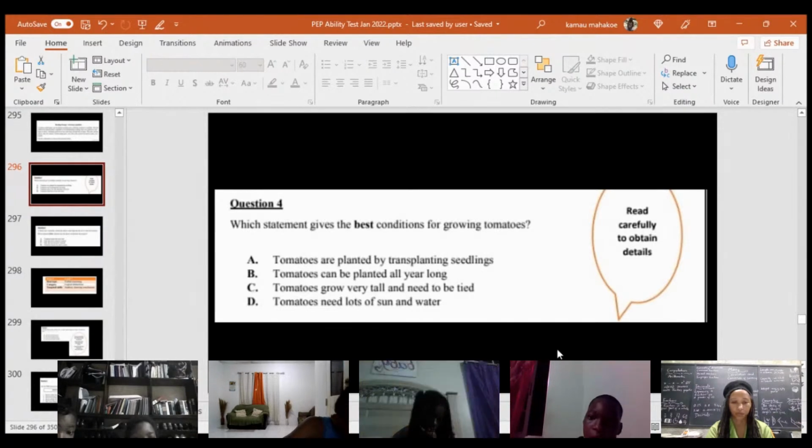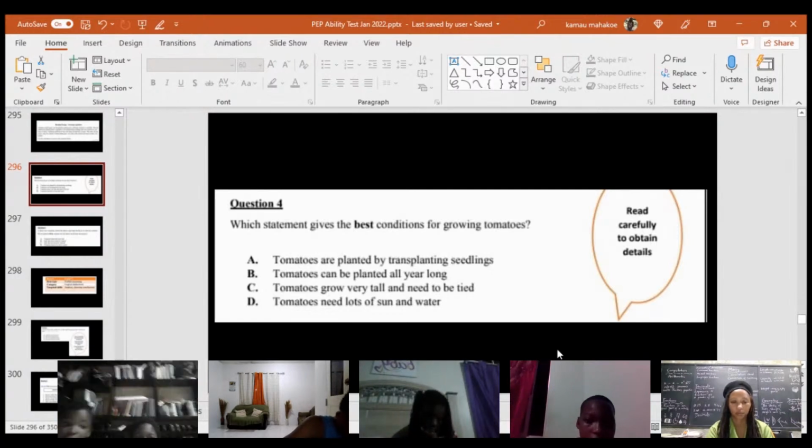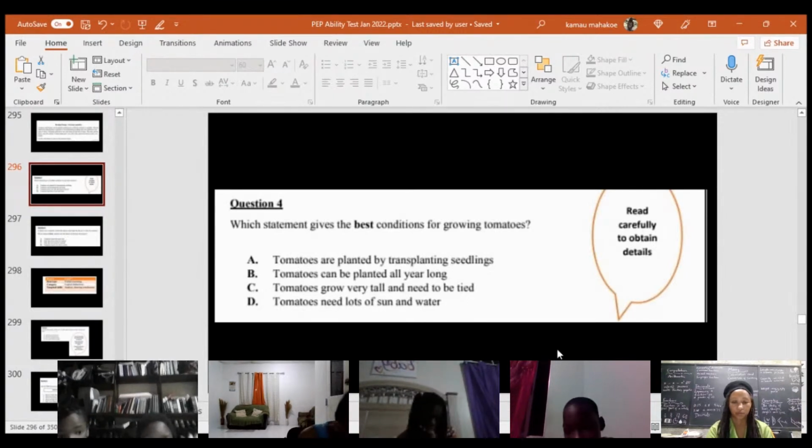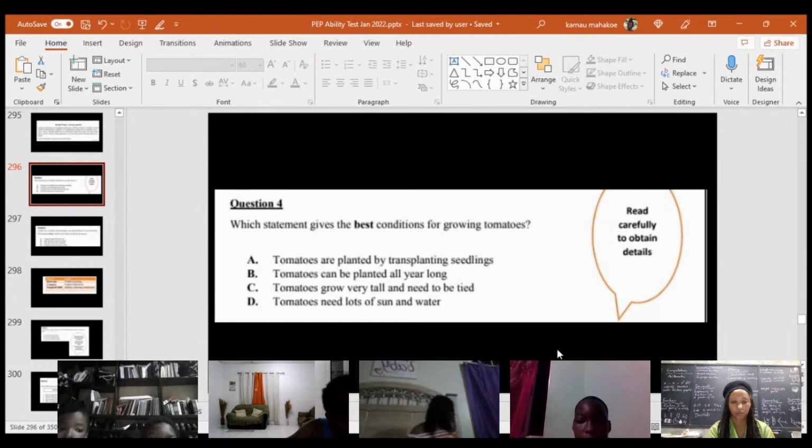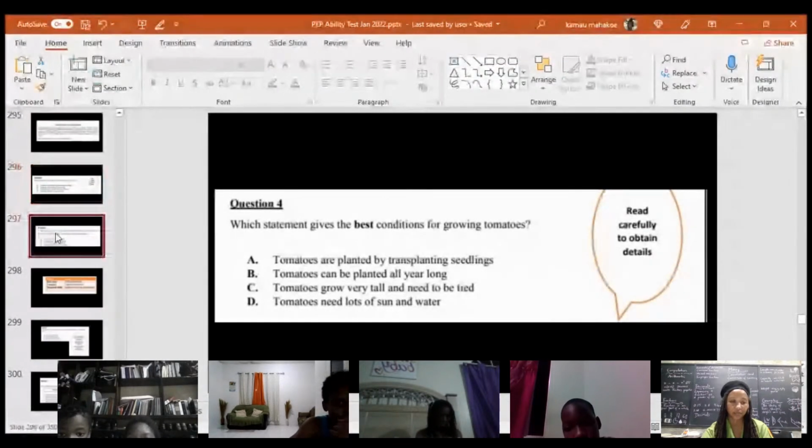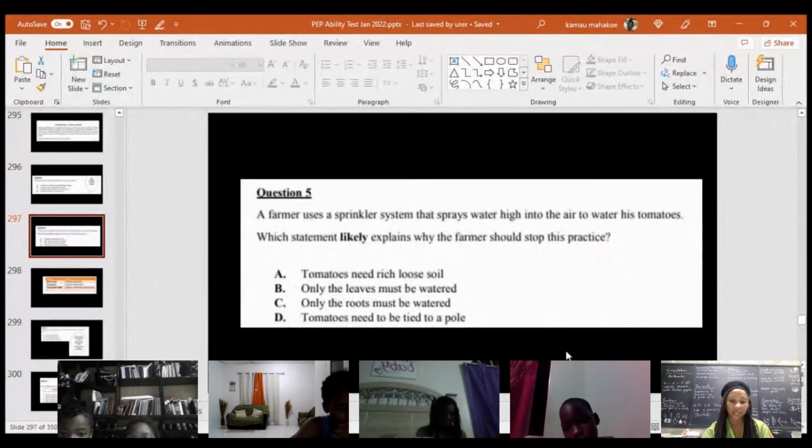B says tomatoes can be planted all year long, which, there's no condition given to how it should be planted. C, tomatoes grow very tall and be tied, that is not a condition, it is how it will grow and how to take care of it. D says tomatoes need lots of water and sunlight and probably rain or you'd water it, so that's a condition. That's correct. Okay, well said, Jonathan. Back to you, Madison. Question 5.